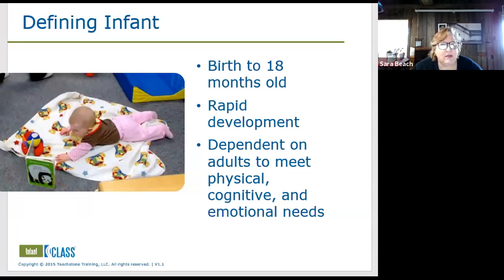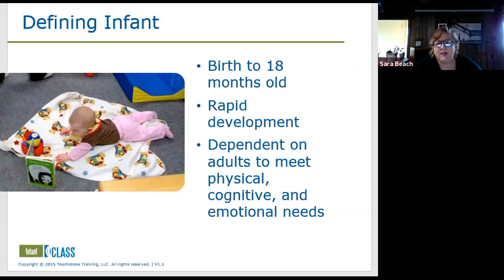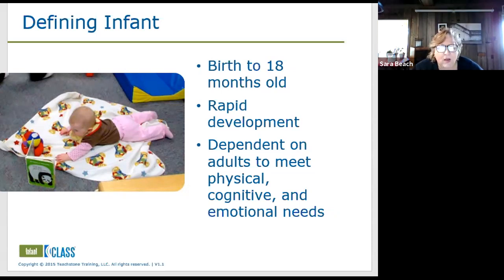Let's focus a little bit on how the CLASS instrument defines infant, first of all, and then what they look at developmentally. They do define infant as birth to 18 months old, technically. However, the tool itself is only used for measuring classrooms birth to 15 months. If you have children older than 15 months, you would use the toddler instrument to assess those classrooms. It's more appropriate.